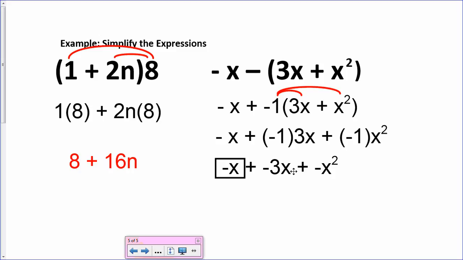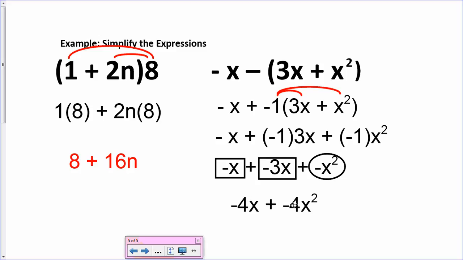Now I'm going to go ahead and combine my like terms. Okay, I've got a negative x and I have a negative 3x. And then I just have a single negative x squared. So I'm going to combine my like terms here. Negative 1 plus negative 3 gives me negative 4x.